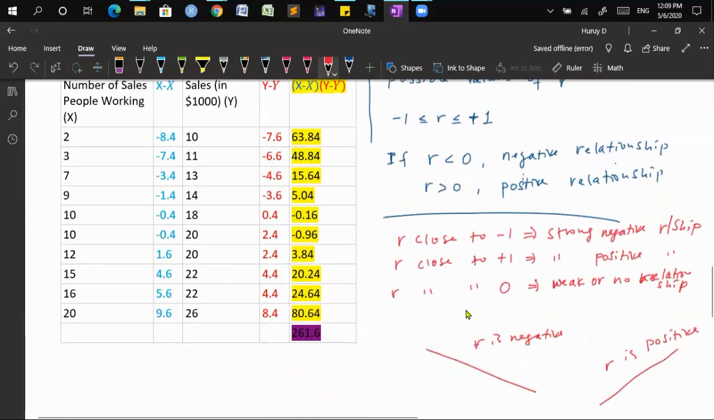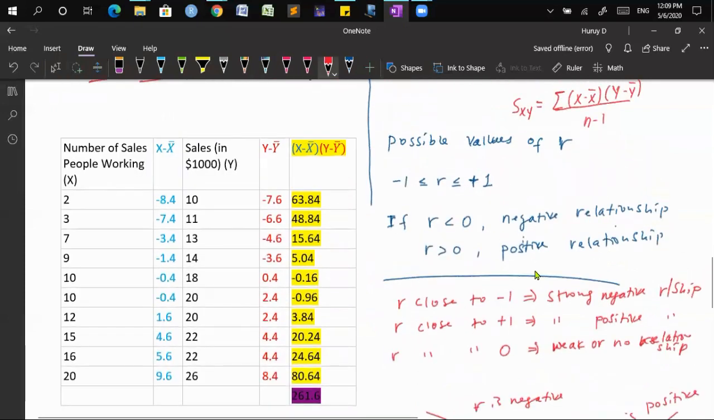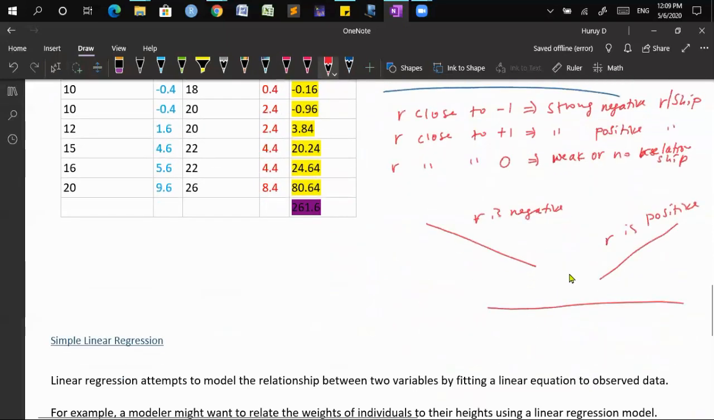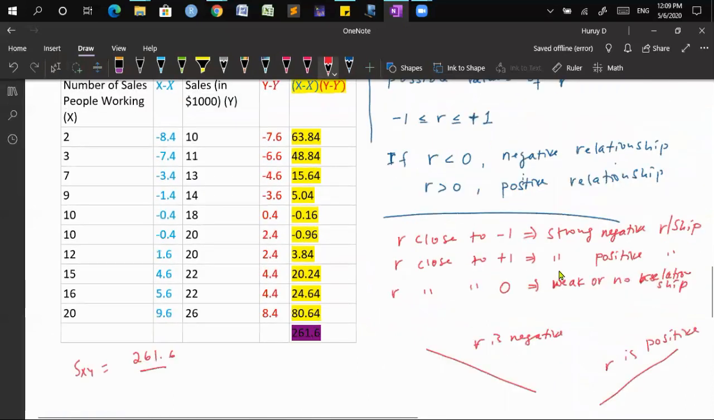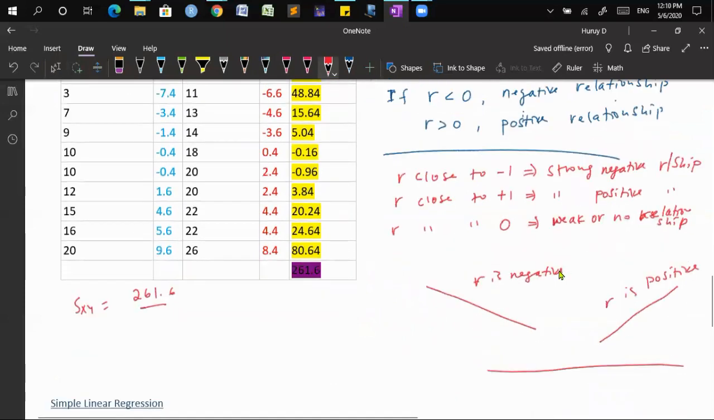Now I will use StatCrunch for the same data. Well, let's see what we can get. s sub xy is 261.6 over n, which is 10, I guess. 1, 2, 3, 4, 5, 6. Yeah, over 9. And let me use my phone to divide this.